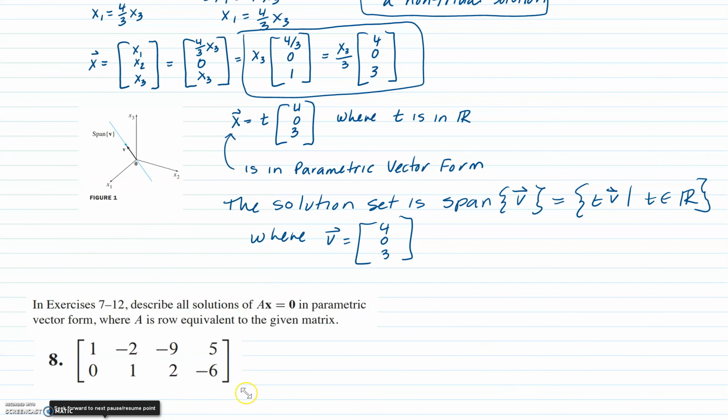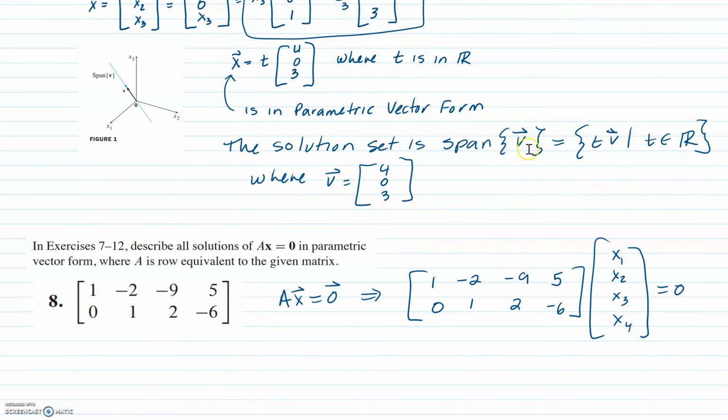So let's go and see what that one would look like. Let's describe all the solutions to number 8. This is in the exercises in the book, of Ax equals 0 in parametric vector form, where A is row equivalent to the given matrix. So now this matrix right here is just the A. It is the coefficient matrix since we have Ax equals 0. So the right-hand side here, the very last column, is a set of all zeros. And that makes sense because Ax equals 0.